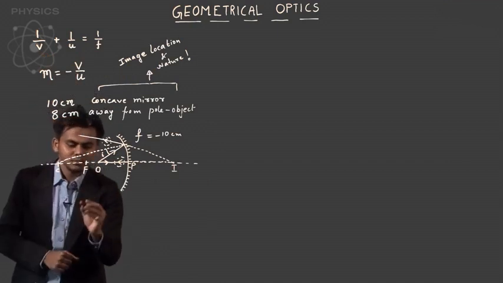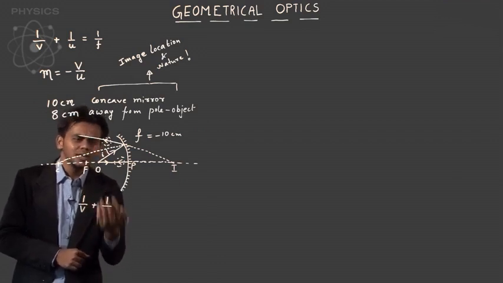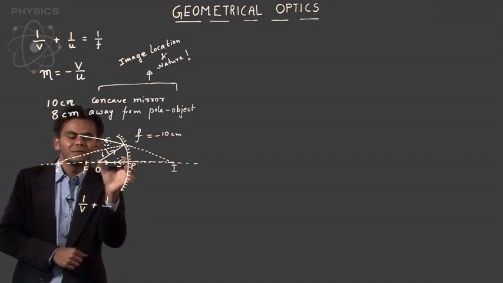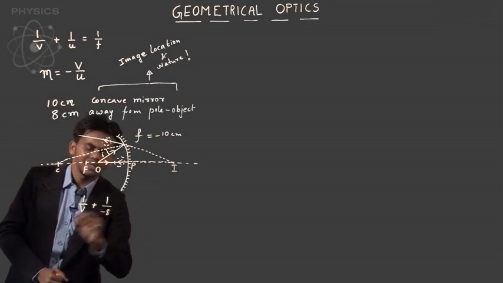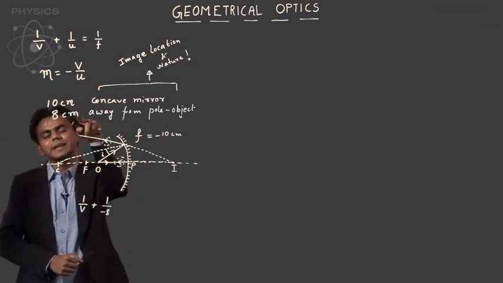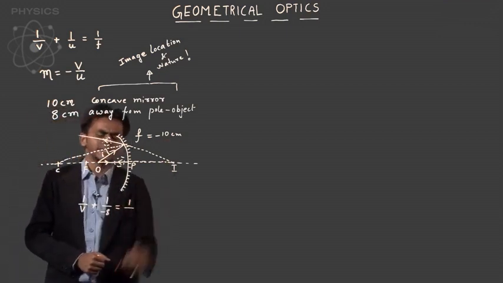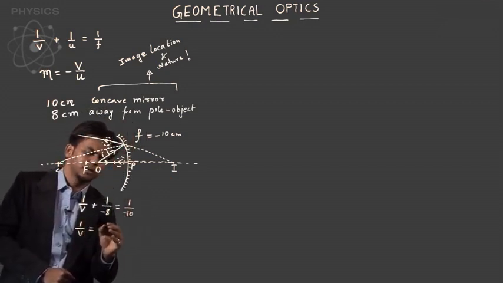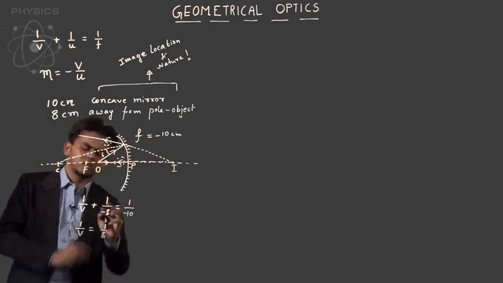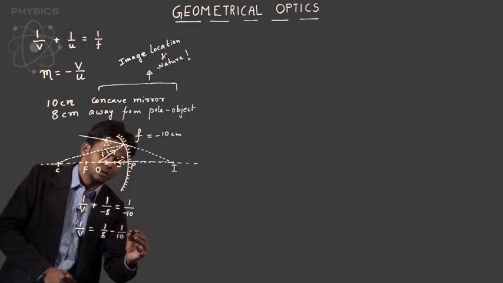Let's calculate it now. 1 by V plus 1 by U equals 1 upon F. What exactly is U? U is this distance, EO, which is minus 8 because it is on the left-hand side. Whenever I write 8, you have to understand it's 8 centimeters. What is F? Minus 10 centimeters. Now the calculation is not that difficult. What you'll get is 1 by 8, because this goes over that side, minus disappears, 1 upon 10.